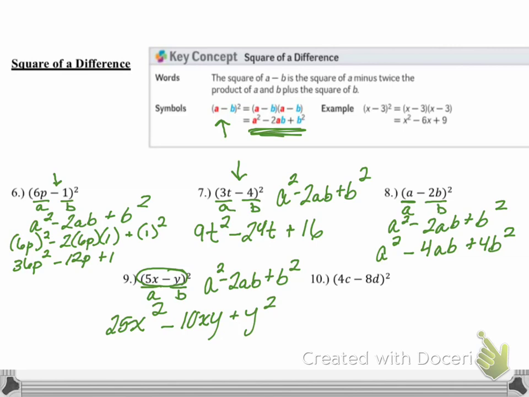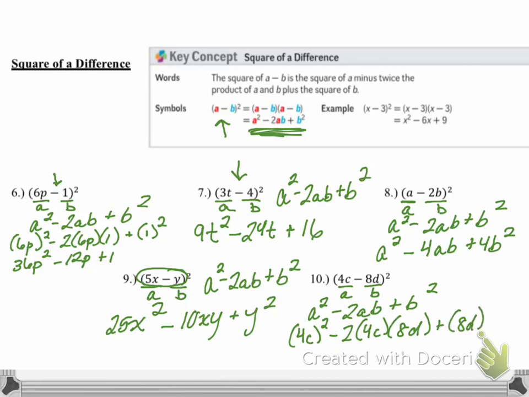And then finally, number 10, here's my a value, here's my b. I'll write my formula off to the side. And just in case anyone's having a hard time following me in my head, I'm actually going to substitute in each value and show more of my work. So a is 4c, so I'll do 4c squared, minus 2 times 4c times 8d, and then plus 8d squared. So 4c squared is 16c squared minus, well, 2 times 4c is 8c times 8d, that's going to give me 64cd, plus, and then 8d squared is 64d squared.